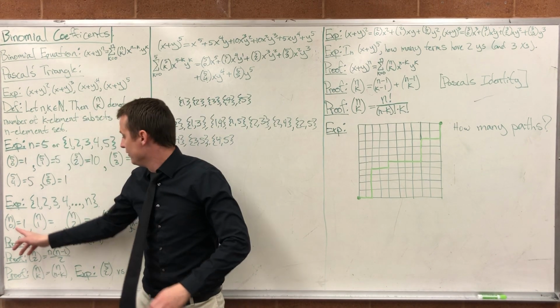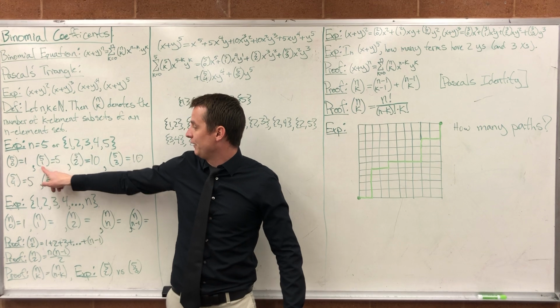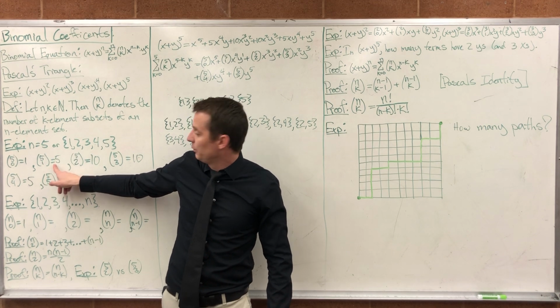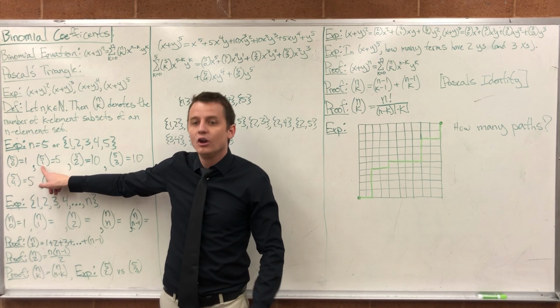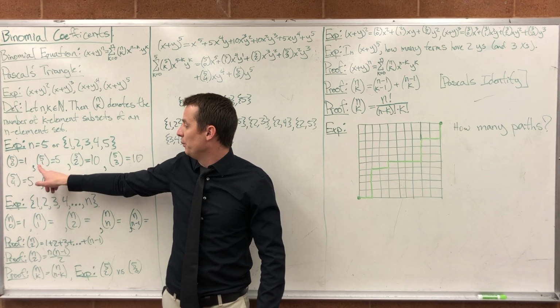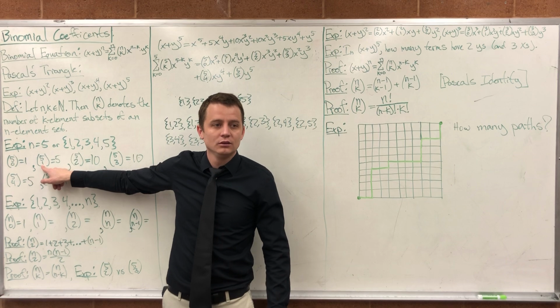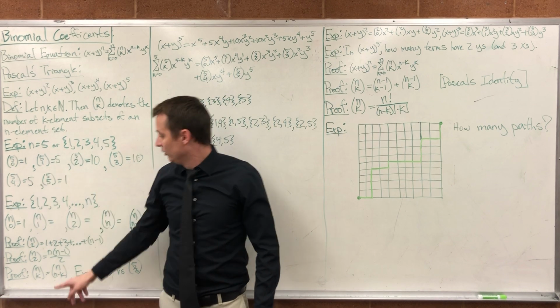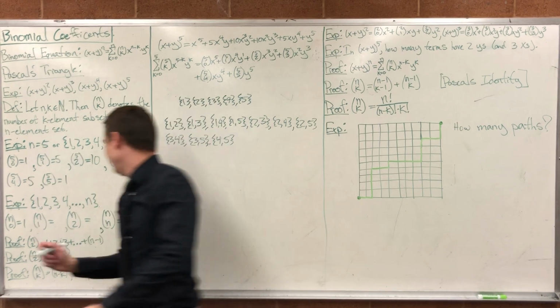Now, what was 5 choose 1? 5. It was the number of 1-element subsets I could create from a 5-element set, right? So what would 10 choose 1 be? 10. What would 100 choose 1 be? 100. What's n choose 1? n. Perfect.